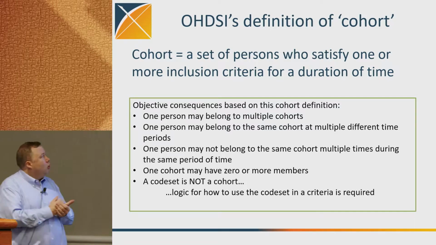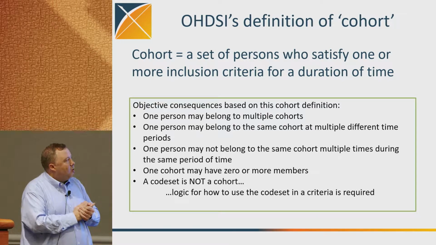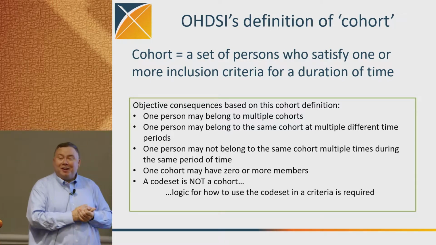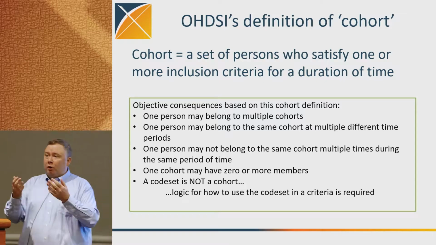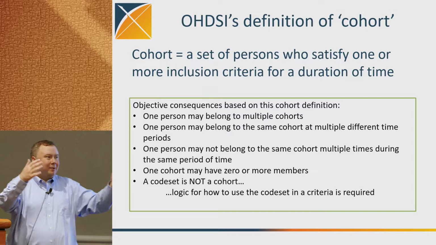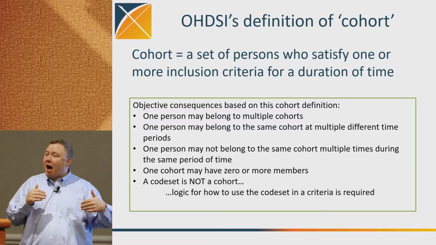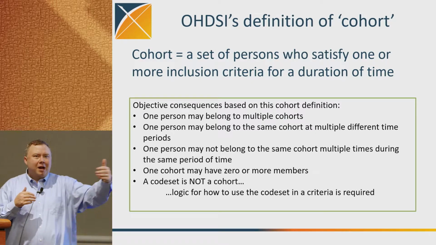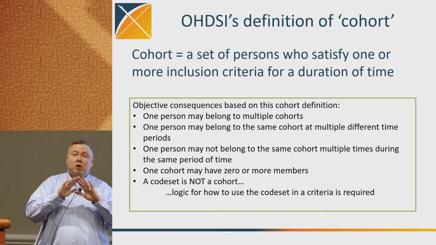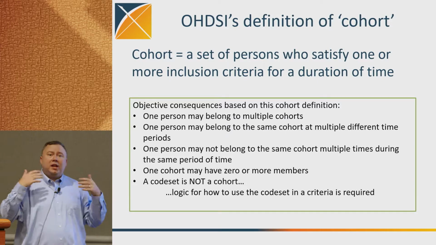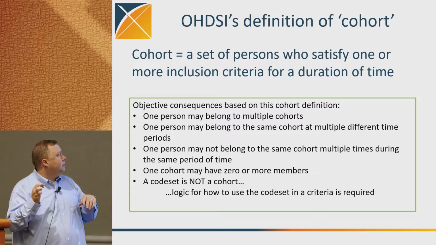Consequence number 2, one person may belong to the same cohort at multiple different time periods. So if my cohort is people on dabigatran, I could be on dabigatran for a while. I could then stop and leave the cohort. Sometime later, I could start it again and join the cohort again. So there is no rule that you are only in a cohort once. You could belong to a cohort as many times as you want.